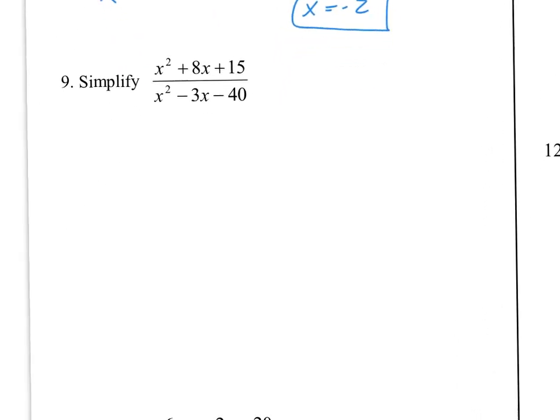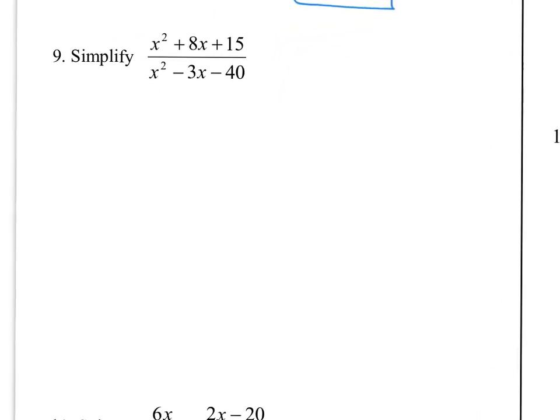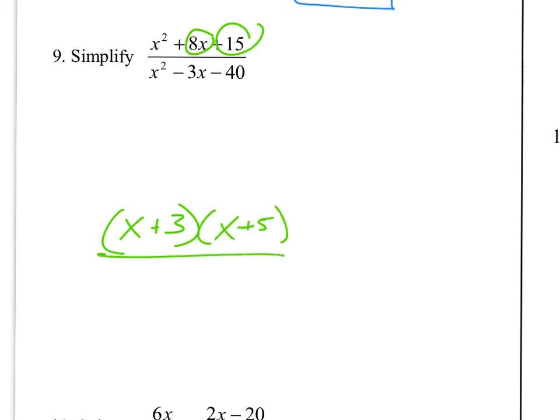So let's take a look at number 9. We've seen a lot of these that have trinomials with x squareds in them. So hopefully you're used to factoring these by now. If we look at the top there, I need numbers that multiply to give me 15 and add to give me 8. The only things that would be x plus 3 and x plus 5. And on the very bottom, numbers that multiply to give me negative 40 and add to give me negative 3.